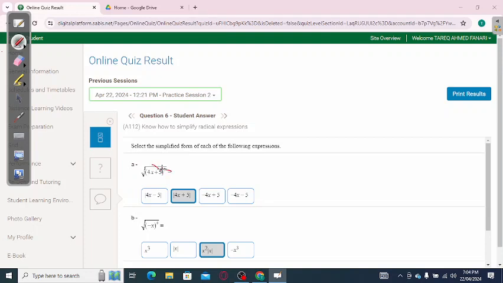This and this cancel out. Now, you might be asking yourself, why did we put the result in absolute values? The absolute values are only used in one case, when it's an even exponent and an even index.